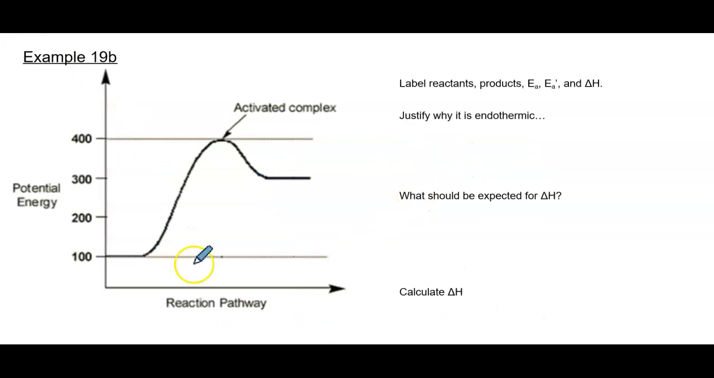Okay, example 19b. Well, same thing. We're going to label those 5 parts. So reactants, products.